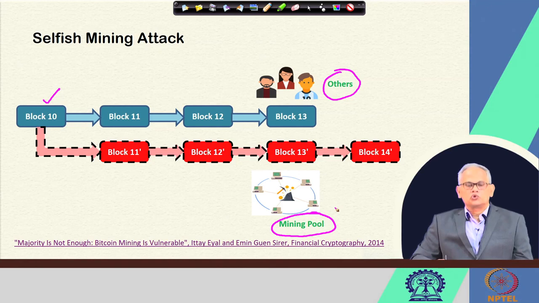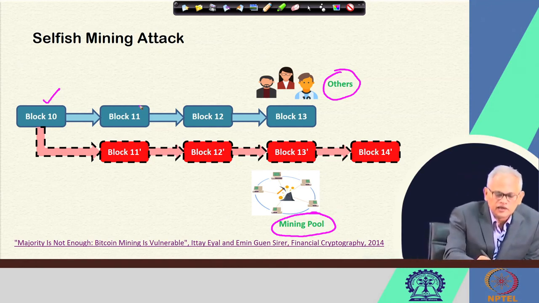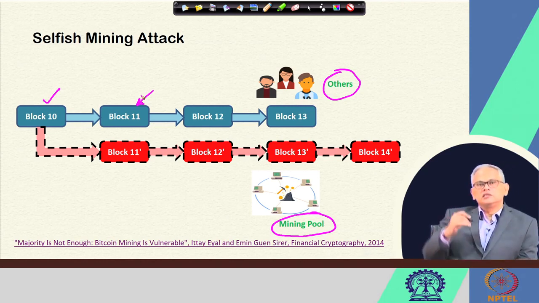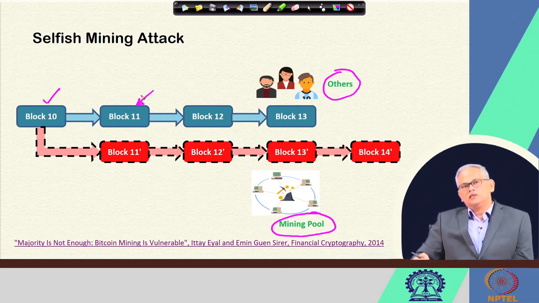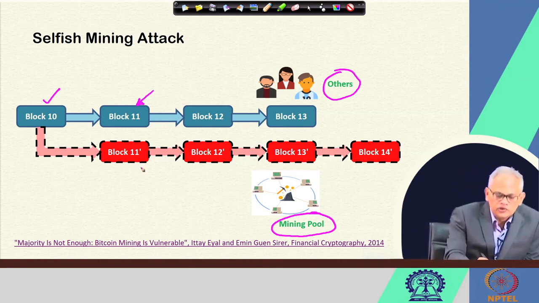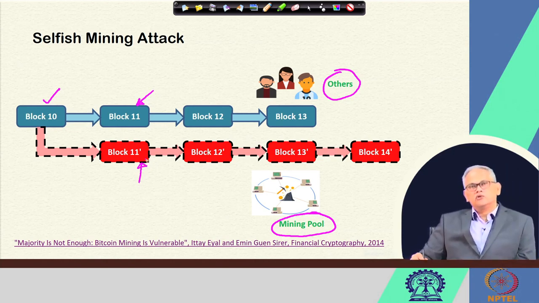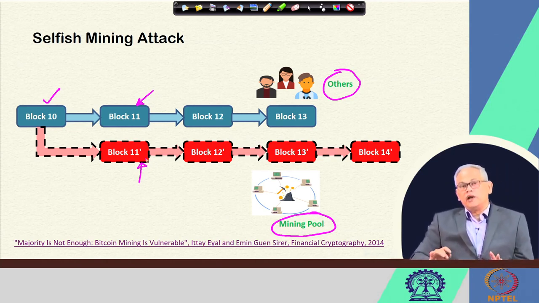So, a quick understanding of the icons we have. Whatever we show here as bold rectangles means that these have been published and are known to everybody. What we show here as dotted, or dashed, rectangles denote that these have been mined, but have not yet been published.